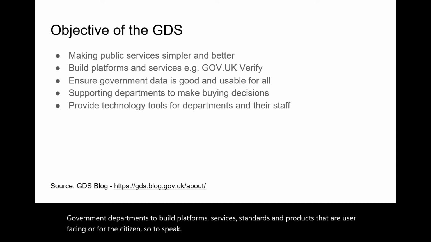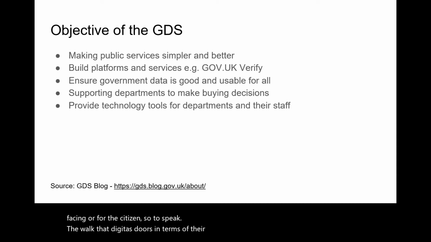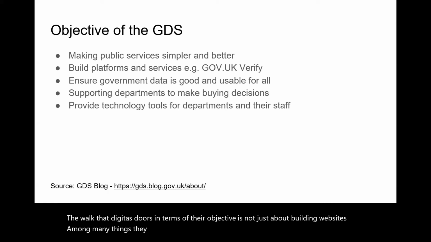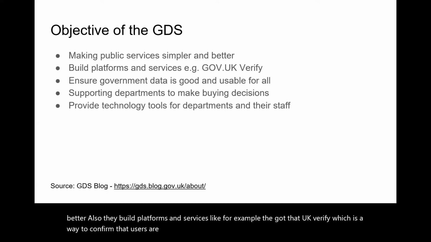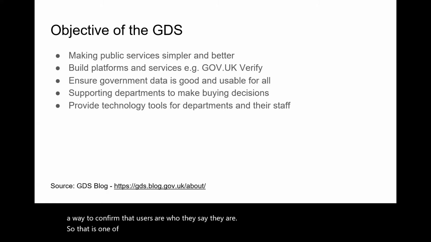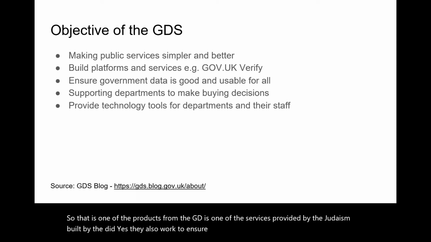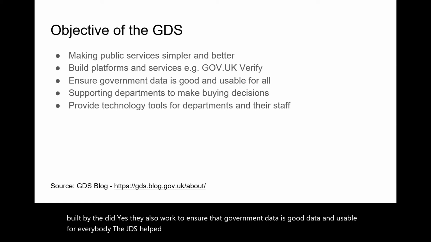The work that the GDS does in terms of their objective is not just about building websites. Among many things, the GDS works with the public, they make public services simpler and better. Also, they build platforms and services like, for example, gov.uk Verify, which is a way to confirm that users are who they say they are. So that is one of the services built by the GDS. They also work to ensure that government data is good data and usable for everybody. The GDS helps departments to make better informed decisions, especially when they're trying to buy technology, okay?